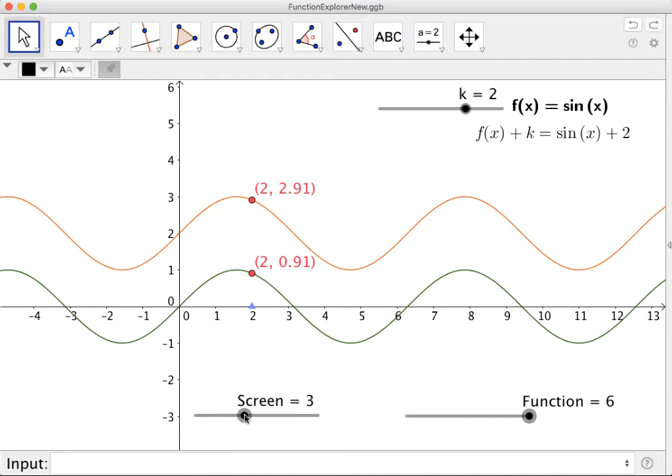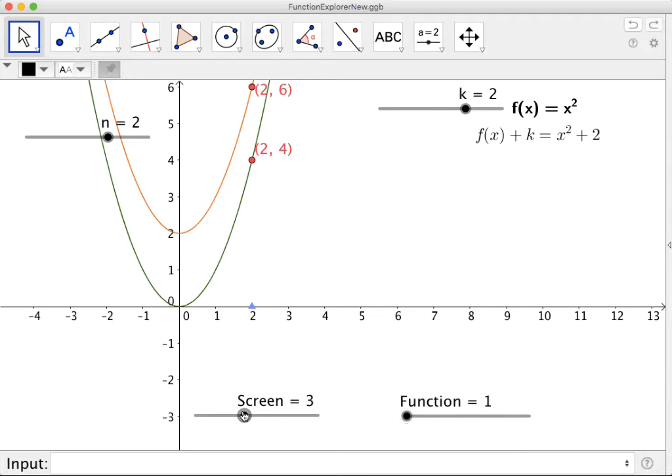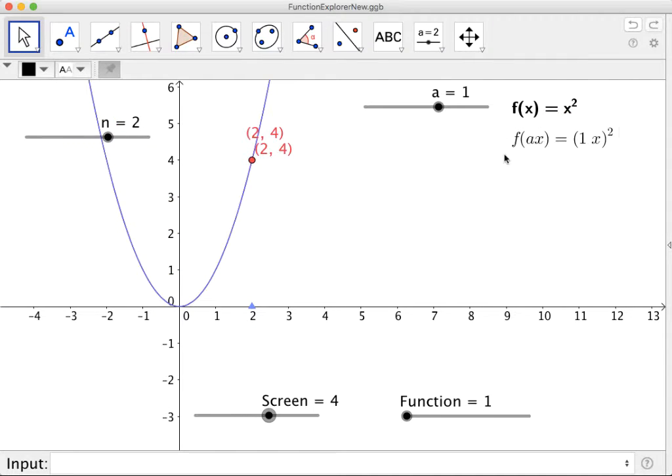Now let's go back to x squared, and see what happens if, instead of adding, we're multiplying. If we're multiplying inside the function, so instead of f of x, we're saying f of, let's say, 2x, then you can see the new function, when the multiplier is positive and above 1, is getting narrower and narrower.